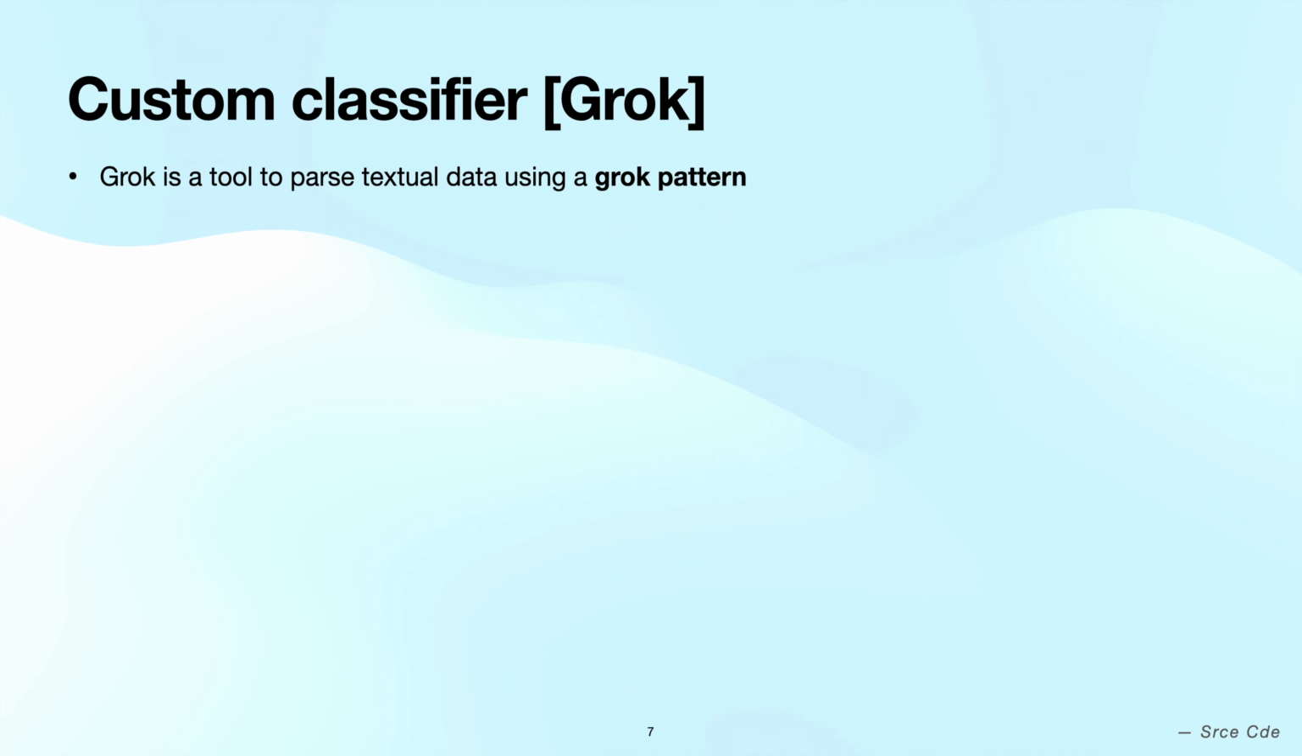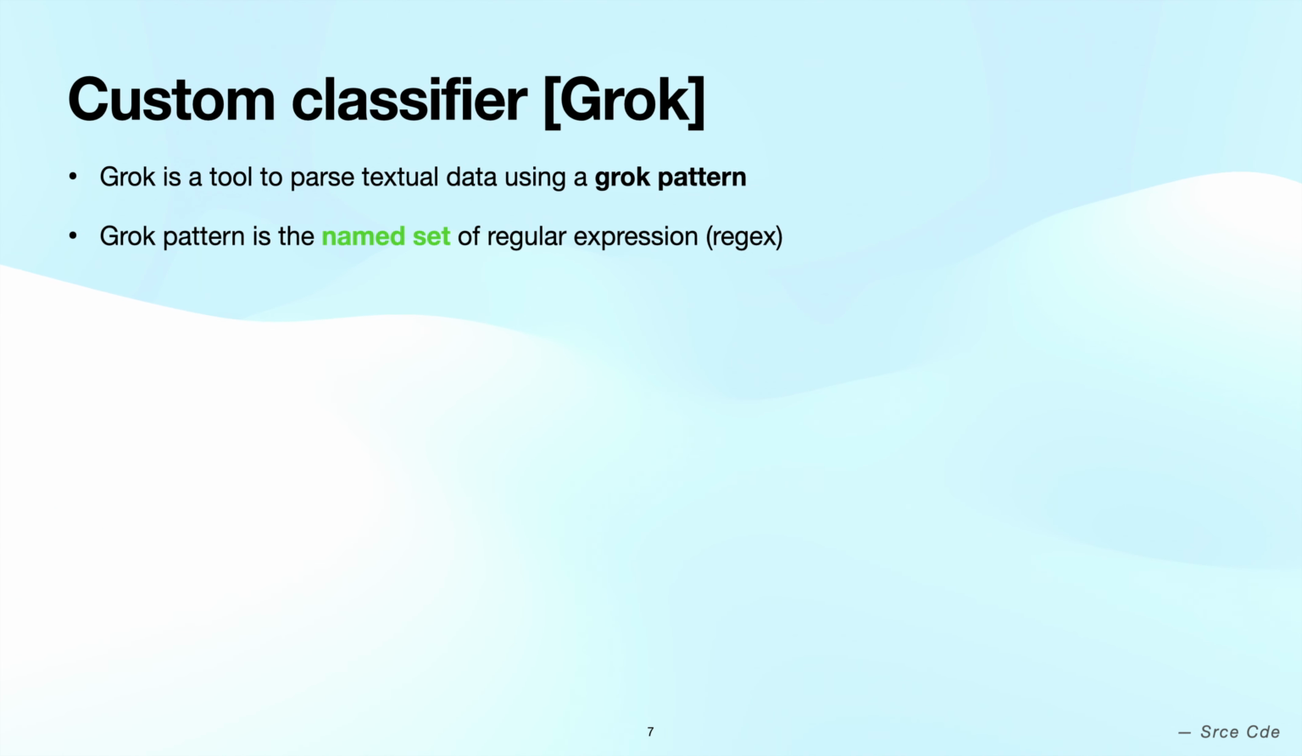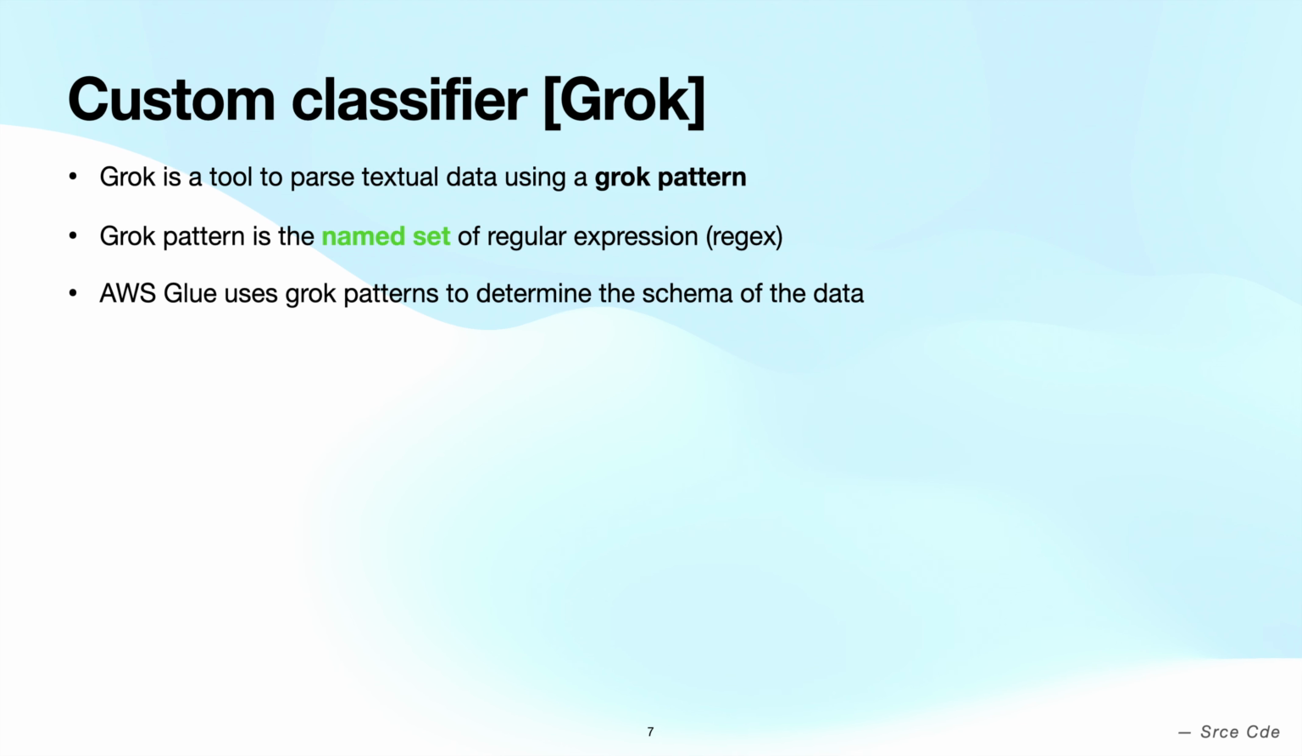So what is Grok? Grok is a tool to parse textual data using a Grok pattern. And a Grok pattern is nothing but a named set of regular expressions. So for example, there is a regular expression pattern that you have defined to parse email addresses, and then you go ahead and give a name to that pattern, for example, email parser, right? So that is nothing but a named set of regular expressions. And AWS Glue uses the Grok patterns to determine the schema of the underlying data.